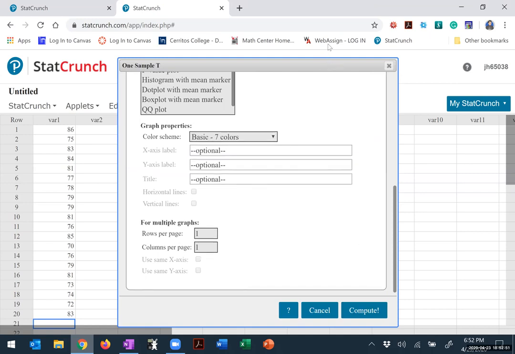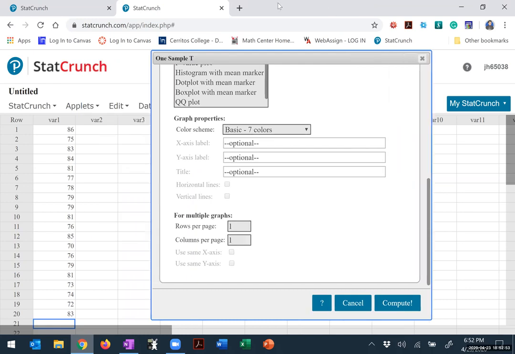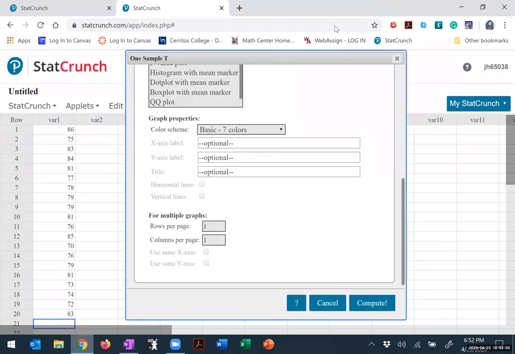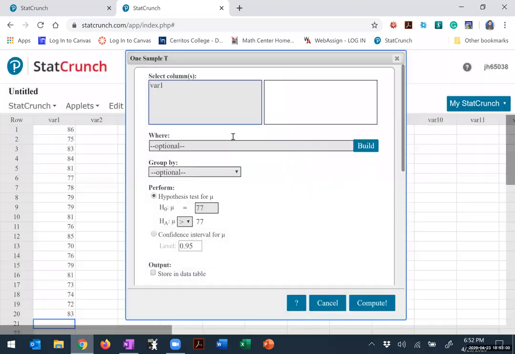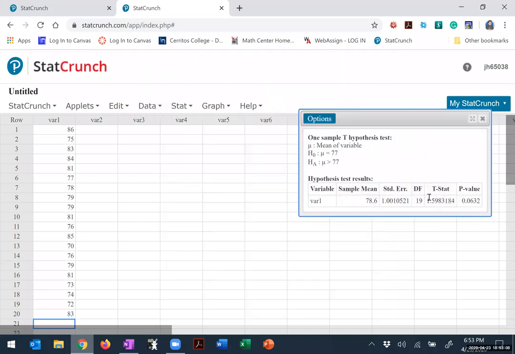Okay, and we just hit compute down here. It's hard to see, but it does say compute. Oh, you must select the column there. We select the column, and just hit compute. And it gives me the exact same t-stat that we had before, 1.598, and the same p-value of 0.0632.